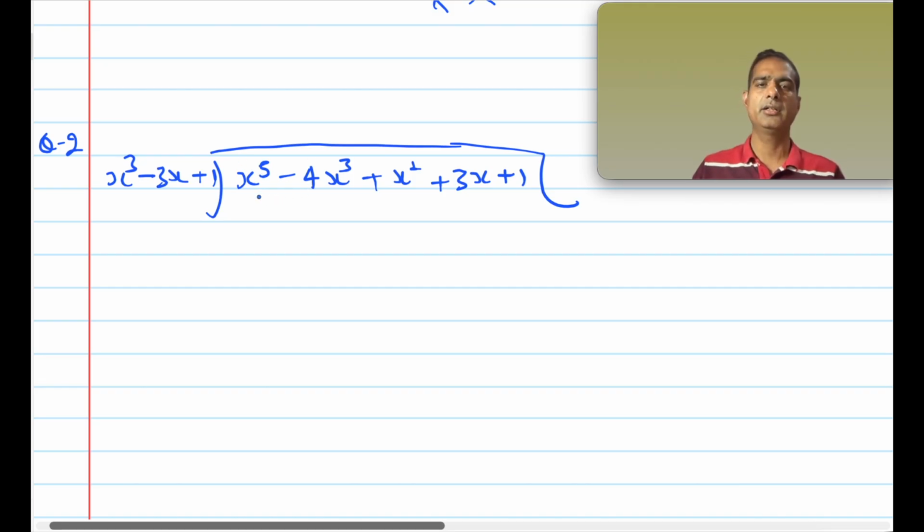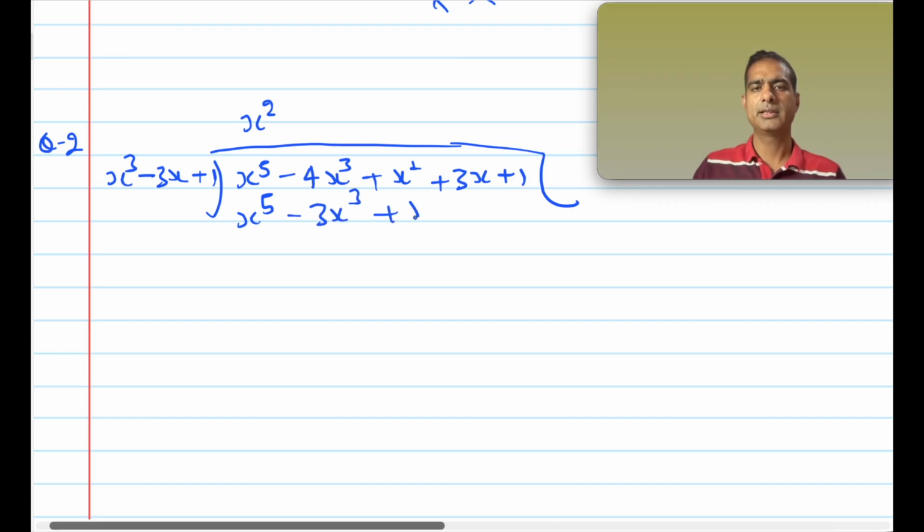The highest degree term of the dividend is x to the power 5, and it is x cube in the divisor. So I need to multiply by x square to get x to the power 5. So it will be x to the power 5 minus 3x cube plus x square. So we will change the signs, negative, positive and negative. This will cancel out, this will also cancel out, and minus 4 plus 3 is minus 1x cube plus 3x plus 1 is remaining.